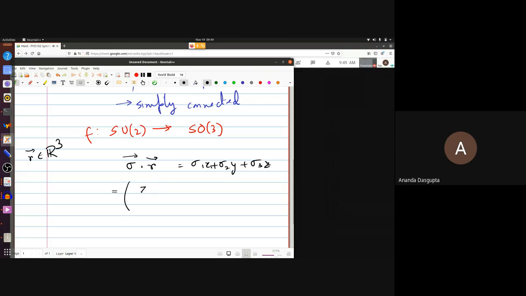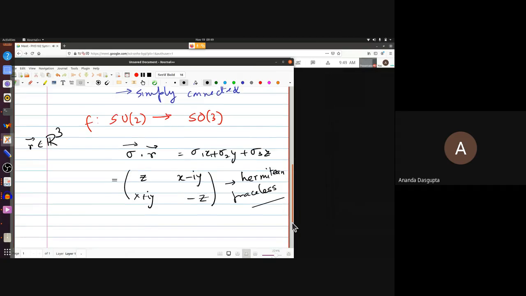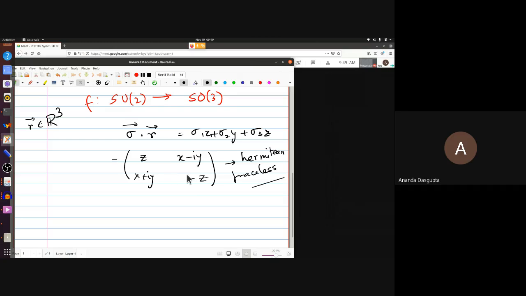Okay, let's just write this out. This is z, minus z, of course, because of the sigma 3, and then x minus iy, x plus iy. So since x, y, z are real numbers, as you rightly said, this is a Hermitian matrix. But only Hermitian? Is there something else you can say about this? This is a traceless Hermitian matrix. So this is traceless and Hermitian.